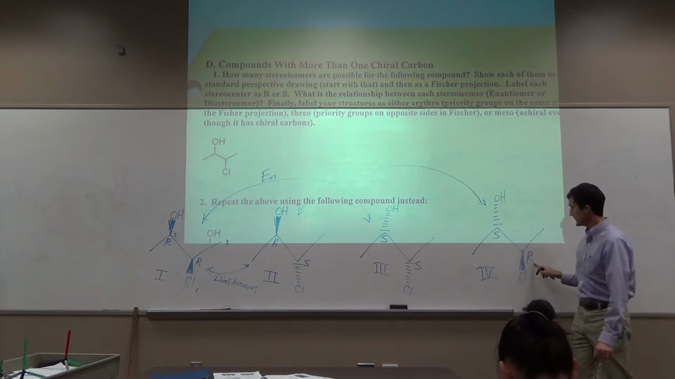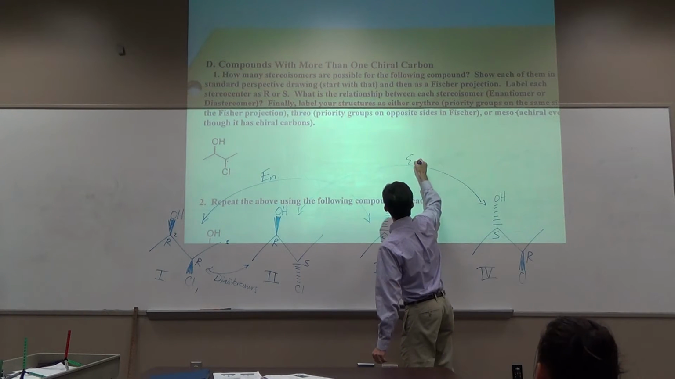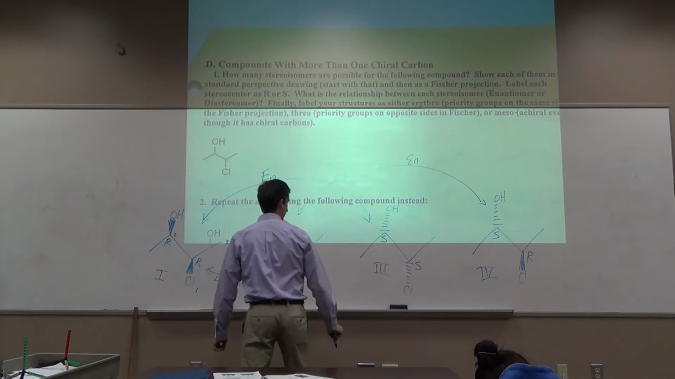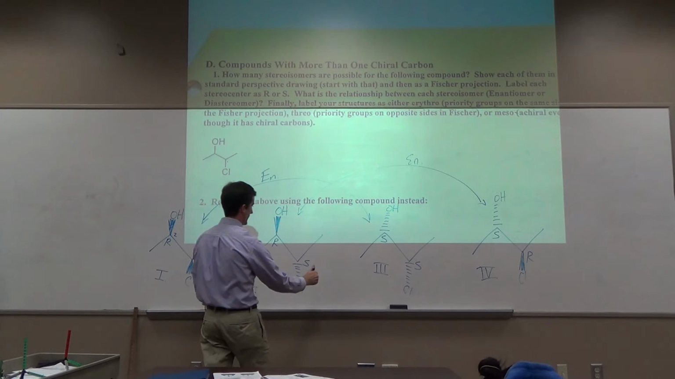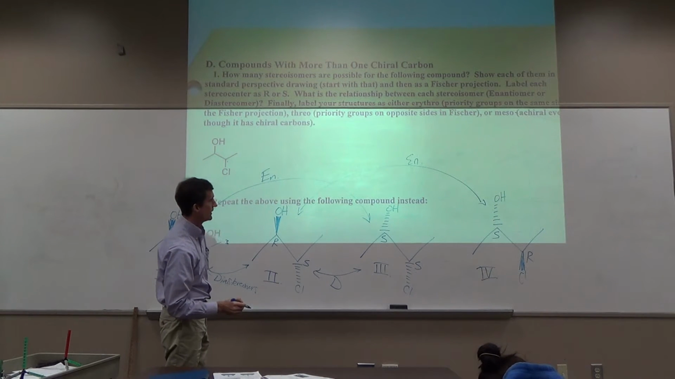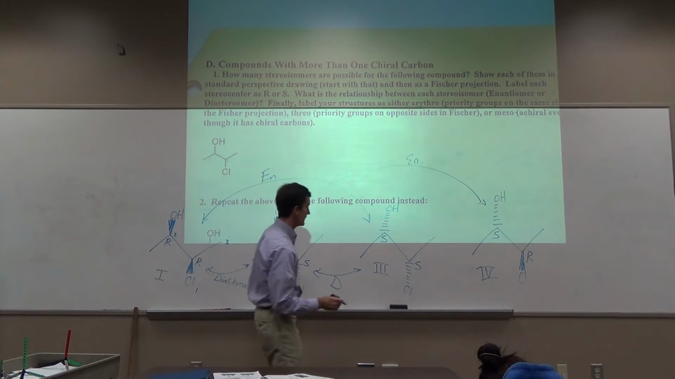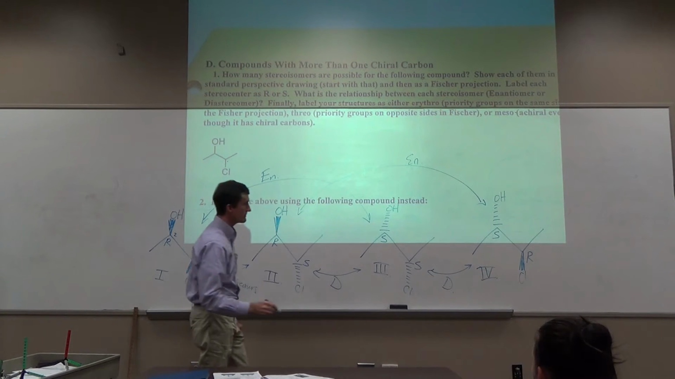If SR looks in the mirror, what does it see? RS. Those are enantiomers. What else we got here? What's the relationship between 2 and 3? Let's put a D there. How about 3 and 4? Diastereomers.